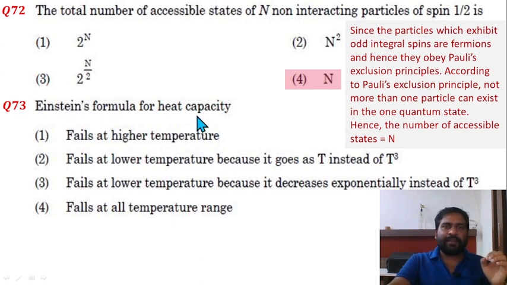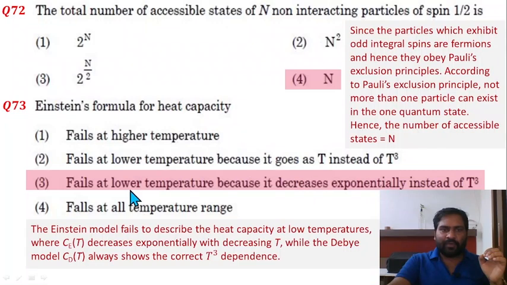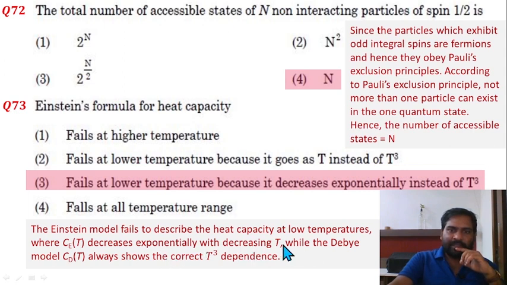Question 73. Einstein's formula for heat capacity fails at lower temperature because it decreases exponentially instead of as T cube. It decreases exponentially with decreasing T, while the Debye model always shows the correct T cube dependence at low temperature.